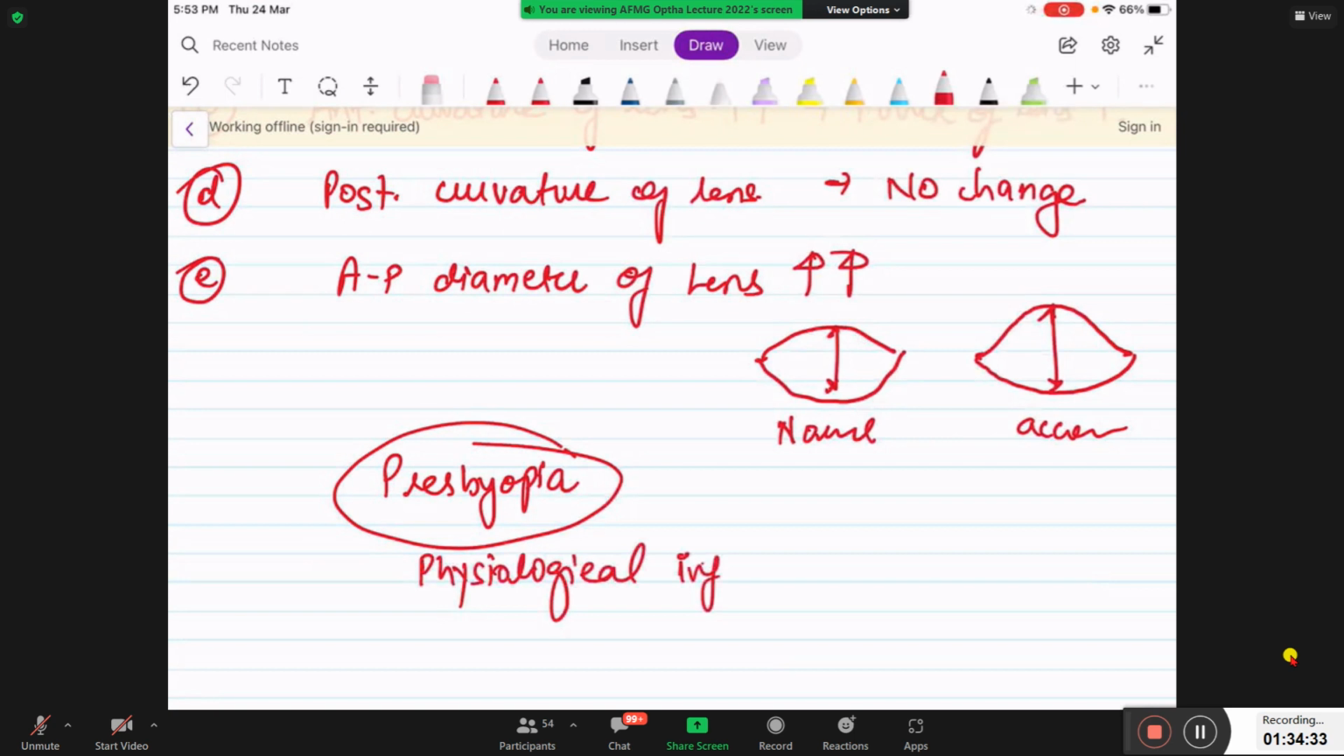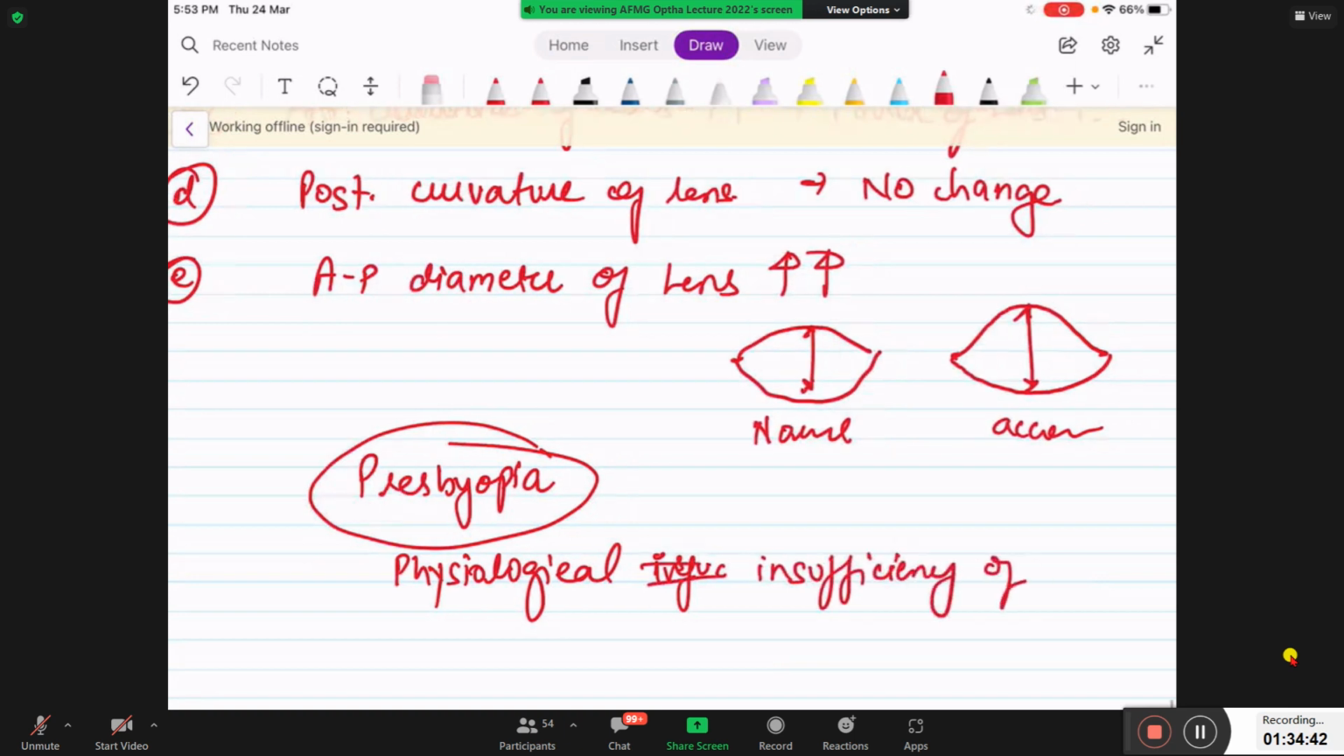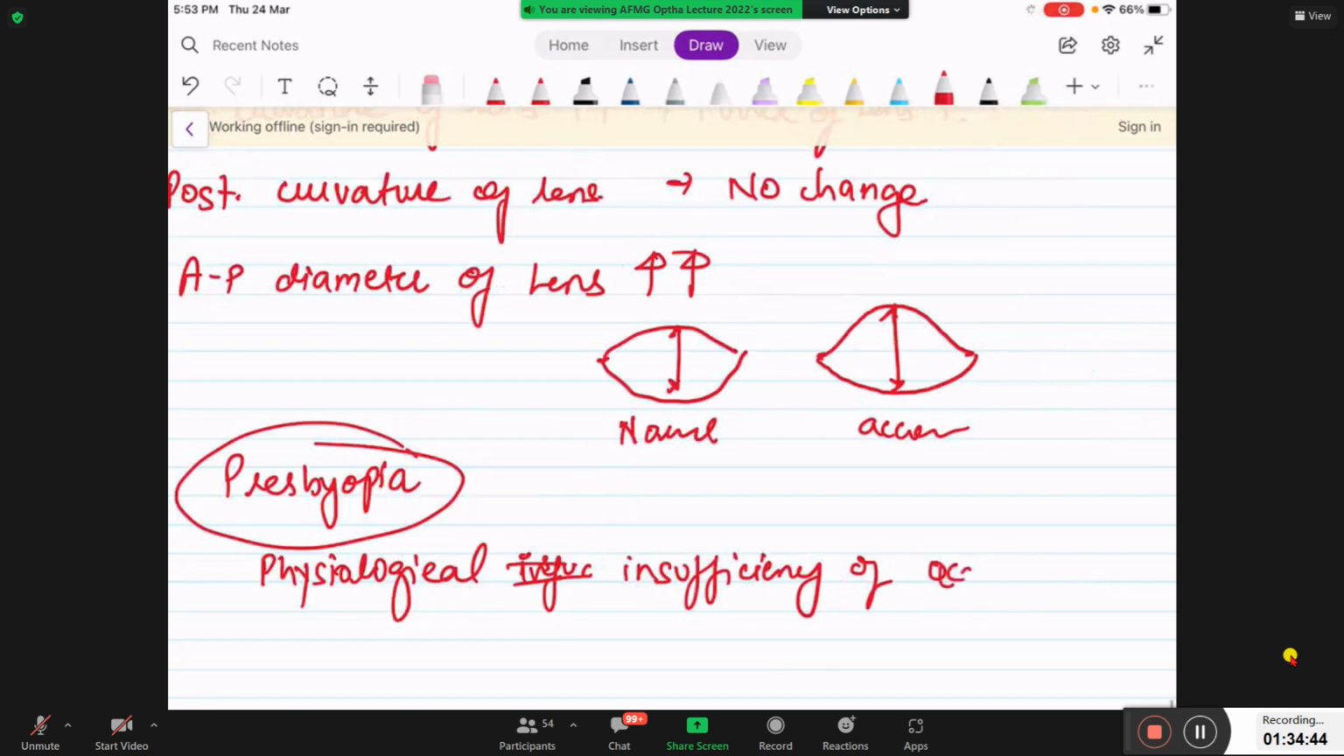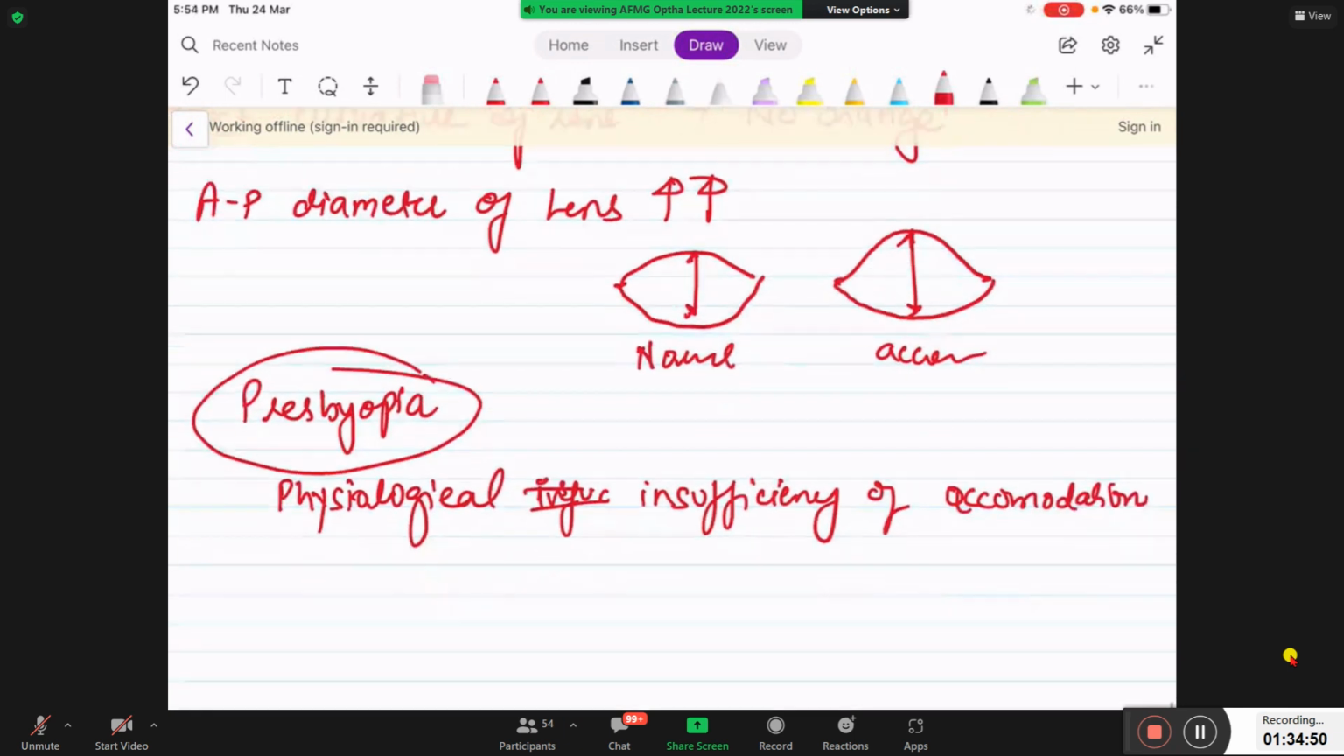Physiological insufficiency of accommodation. It is physiological insufficiency of accommodation. So can you tell me what type of loss of vision will be there in accommodation?